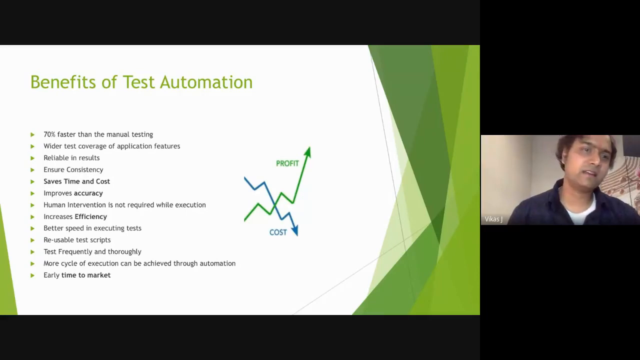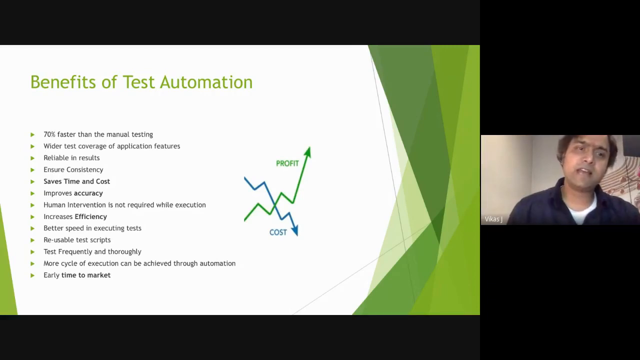We say it is faster than manual testing. We can have more coverage. The results are reliable and consistent. The tests are consistent. We save a lot of time and cost, and it improves the accuracy. And then we can have overnight execution. It increases the efficiency of the manual testers as well, so that they can focus on other areas.